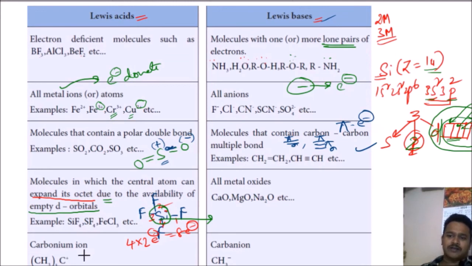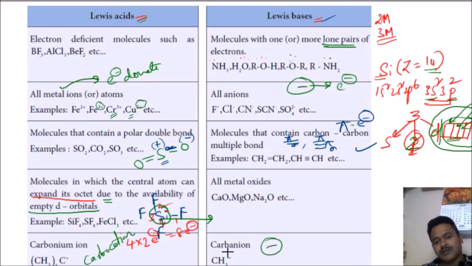Here, carbonium ion means carbocation. Carbocation has a positive charge, and positive charge means electron deficient, so it is a Lewis acid. Carbanion again has a negative charge, which means it is an electron-rich species, so it comes under Lewis bases. So read carefully. It is a point-wise concept, and your understanding of it can also come in the NEET examination.